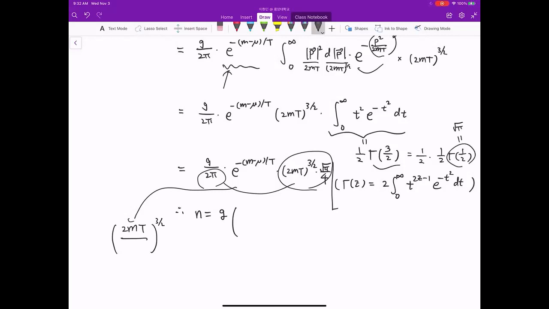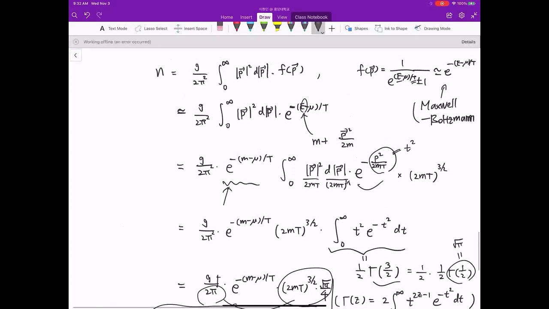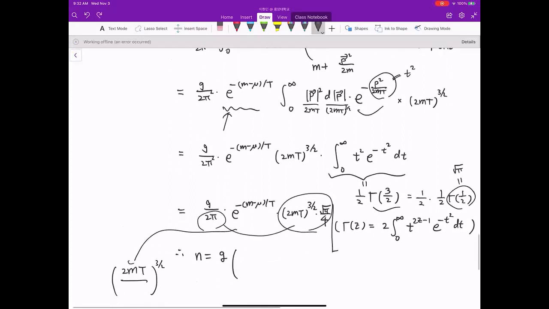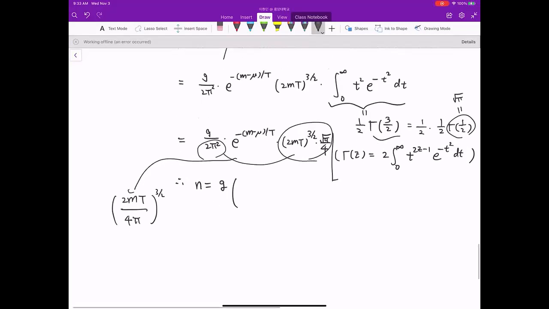So this is 1 over square root of pi, therefore, let me see if there's the pi square, sorry, there's some I missed here, 2 pi square, 2 pi square, oops, 2 pi square, so that is 4 pi. Therefore this is mt over 2 pi to the 3/2, and the exponential factor.